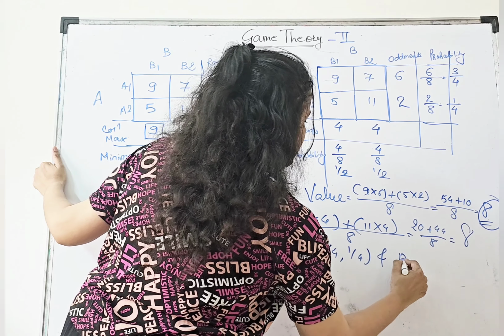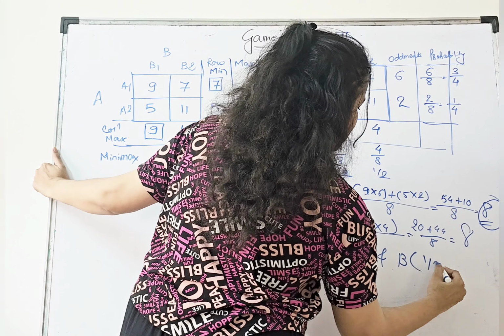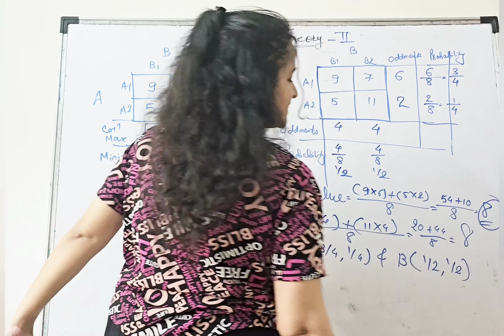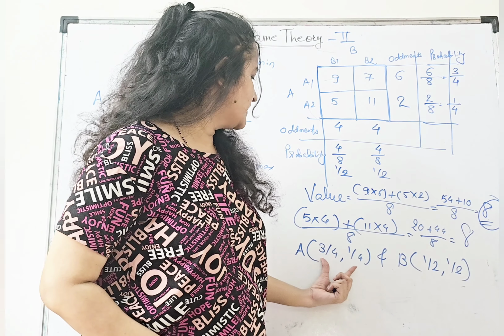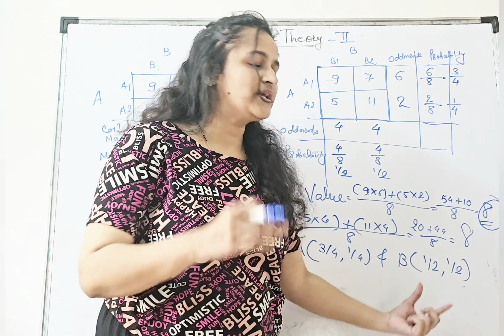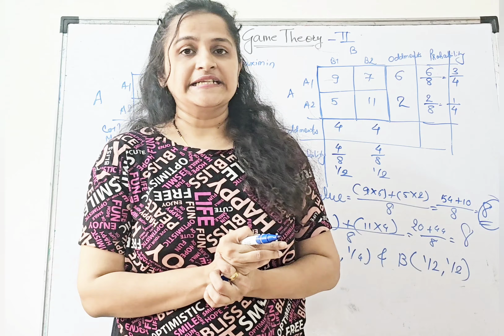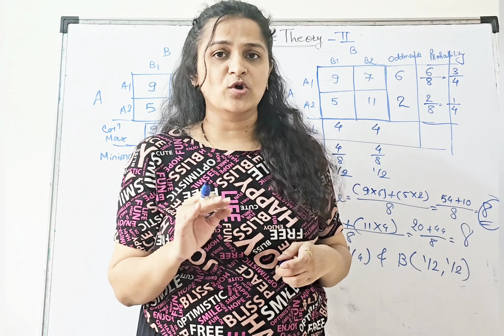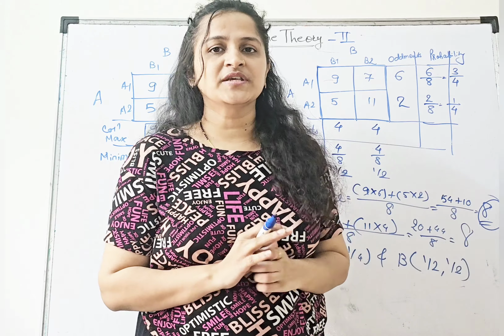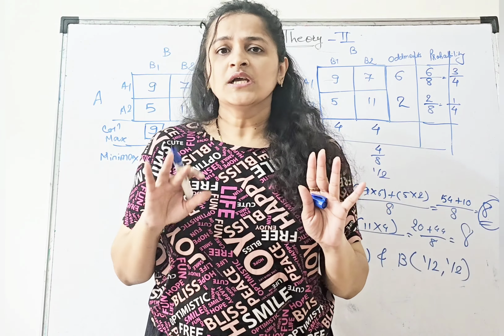And for B, what are the two strategies? B1 and B2. In what proportion are they going to use it? 1 by 2 and 1 by 2. Yes, this is how you write down the answers. So these are the strategies for A in these probabilities and for B in this way, right? So this is all about the mixed strategy. We are going to see some more practice and some more complex examples also in the upcoming part of game theory, right? That is going to be the last part and the third part basically for game theory.